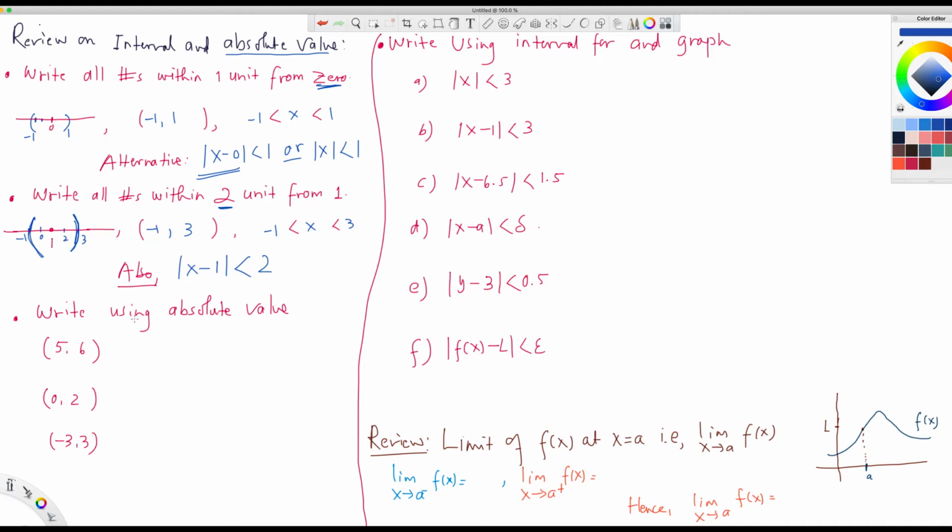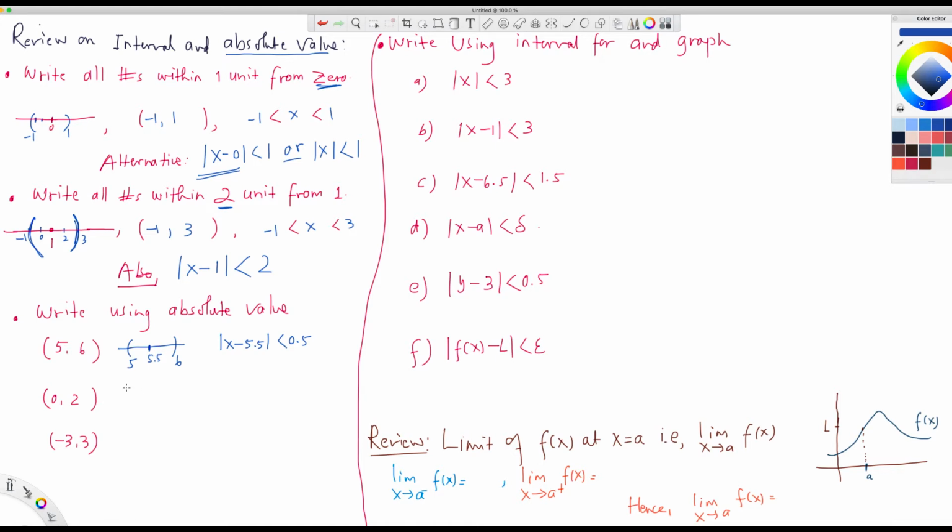So 5 through 6, right? If you draw the graph, there is 5, there is 6, right? What is in the middle? That is 5.5. You see that? So what is the maximum distance from this center to the boundary? It is 0.5. You see that? 0.5. So how do I write that? You write x minus the center, right? And then less than, what is the maximum distance from the center to the boundary? It is 0.5. This is how you write using the absolute value for that interval.